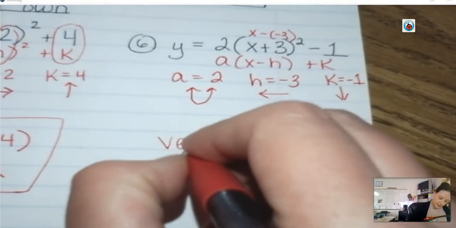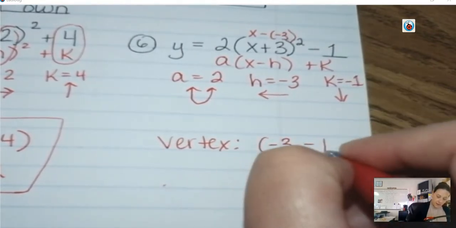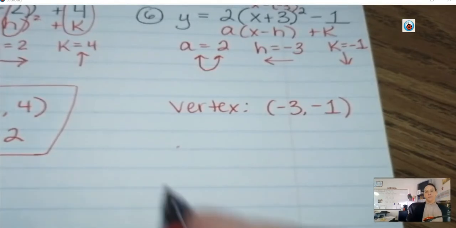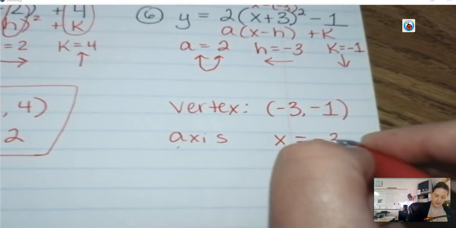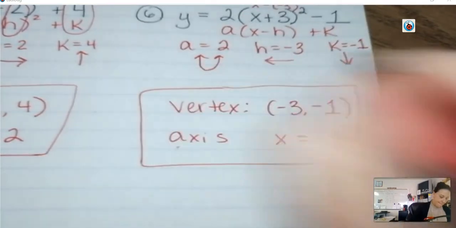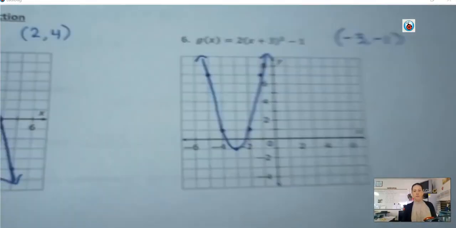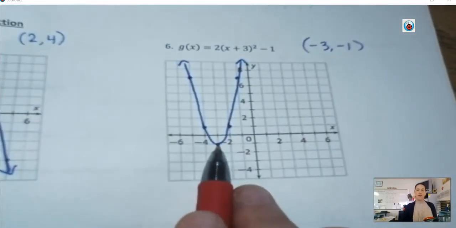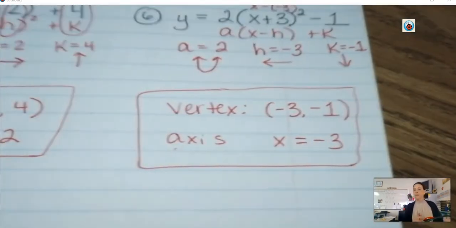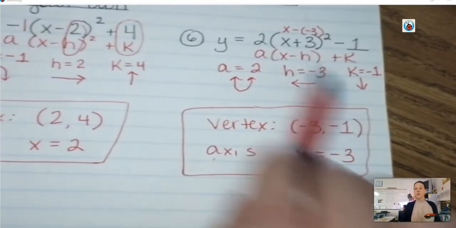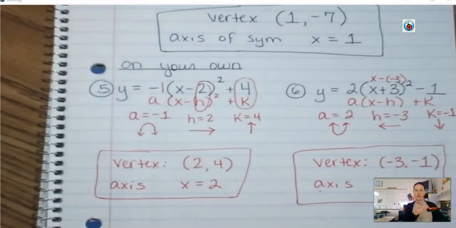The vertex here is at (h, k), so it's at (-3, -1). And then the axis of symmetry is at x equals -3. And if you want to see what the graph looks like, it opened upwards, and that minimum value is at (-3, -1). Questions? So I just wanted to show you another way to do it. I don't care which way you choose to do it. There's multiple ways to find the vertex.